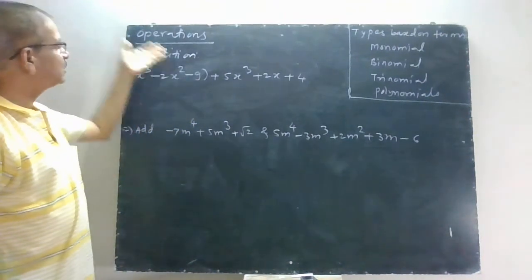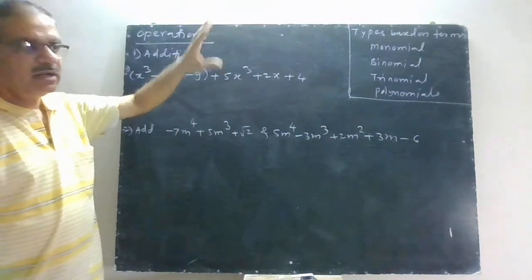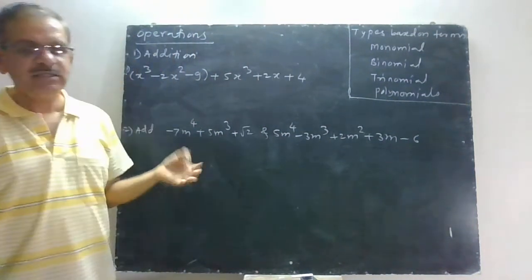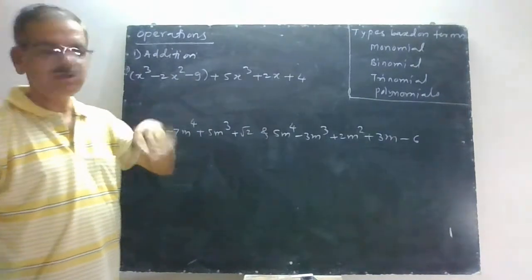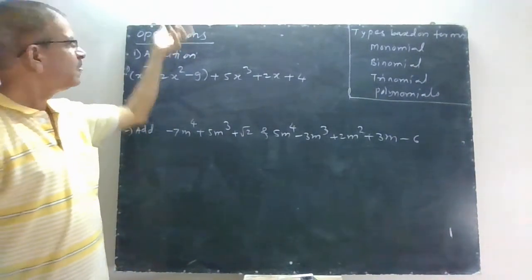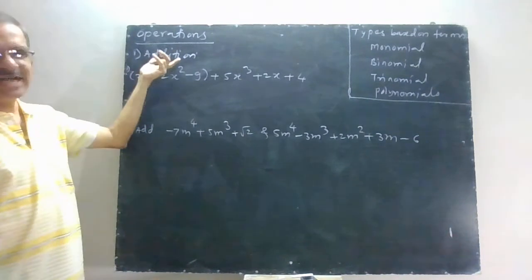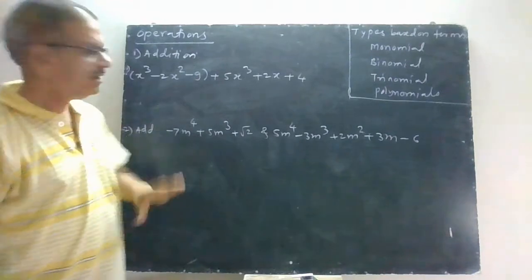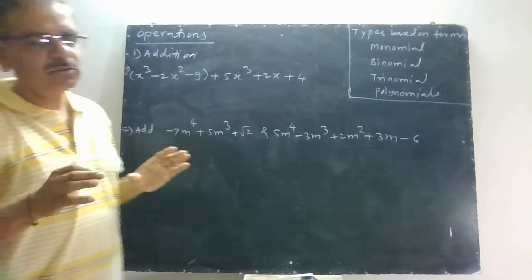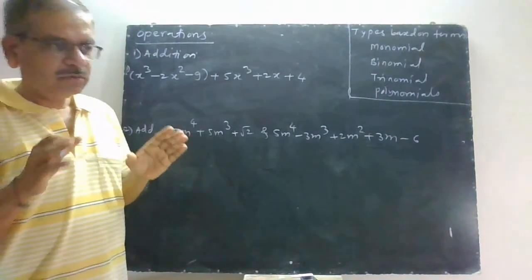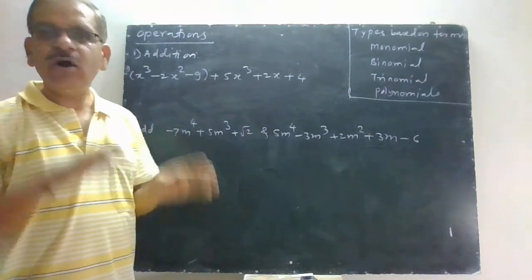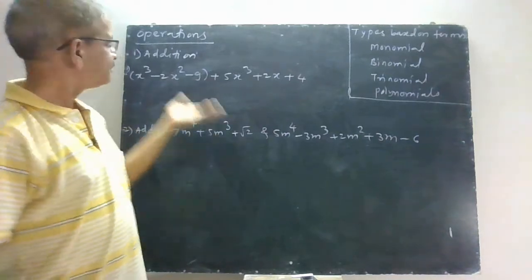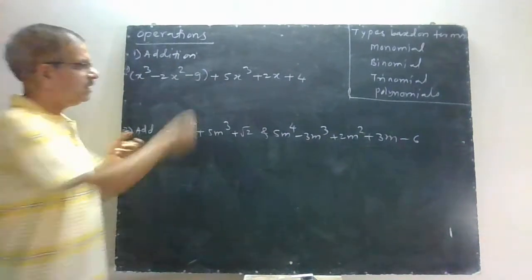Now let us see the next topic, operations on polynomials. Just like with numbers, we add, subtract, multiply and divide numbers. These are called operations on numbers. Now we will see the same operations on polynomials. The first one is addition. It is normal addition, like normal addition of numbers. Only one thing you have to remember: only like terms are added or subtracted. Addition and subtraction are actually not different, but first we will see addition.